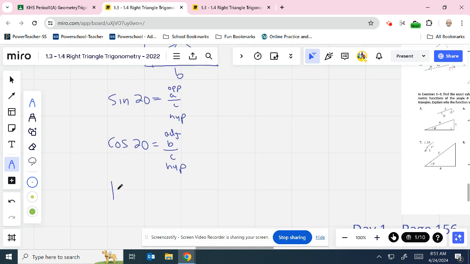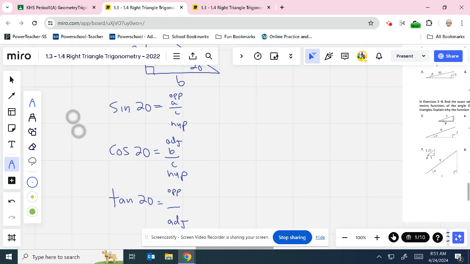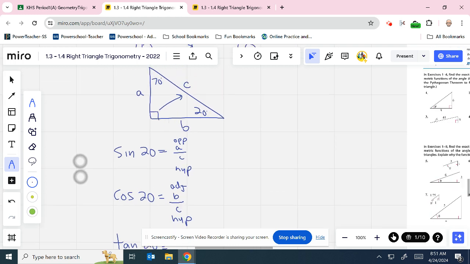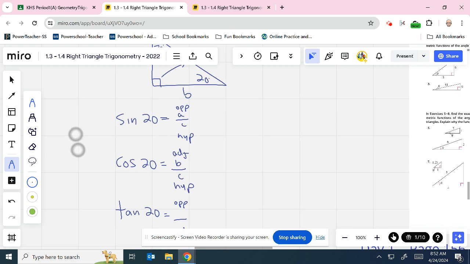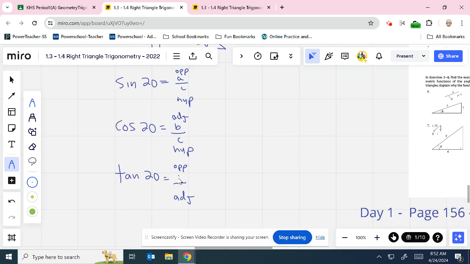And tangent of 20 degrees represents our opposite over our adjacent, TOA, T-O-A. SOHCAHTOA. So in the 20-degree angle, the opposite we already saw was A from sine, and the adjacent is B from the cosine. So it's going to be opposite A over the adjacent B, if you're looking at the 20-degree angle.